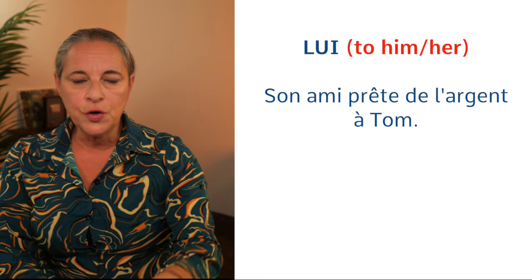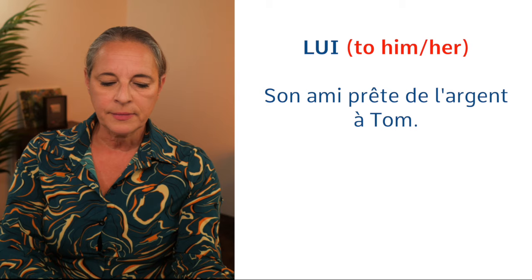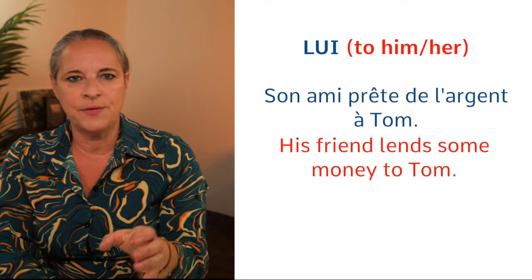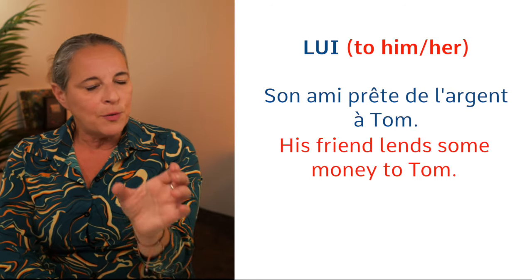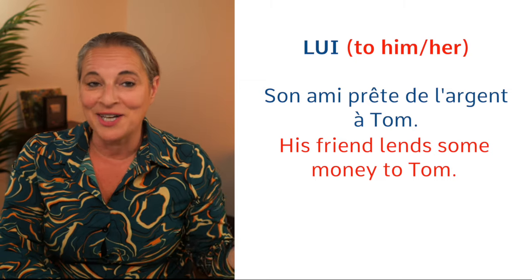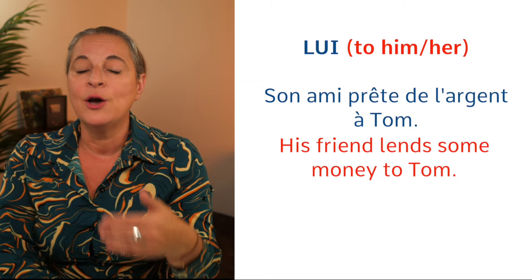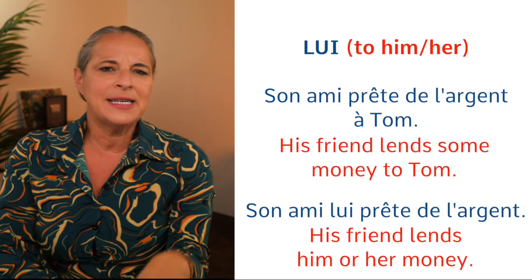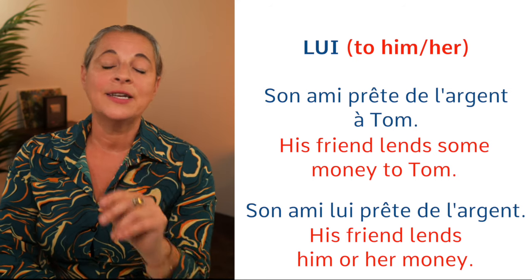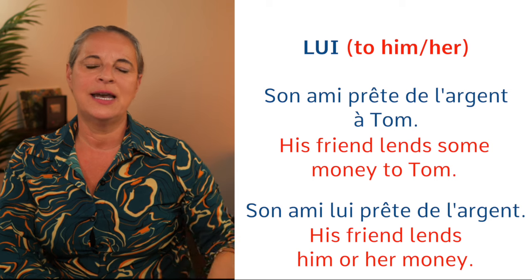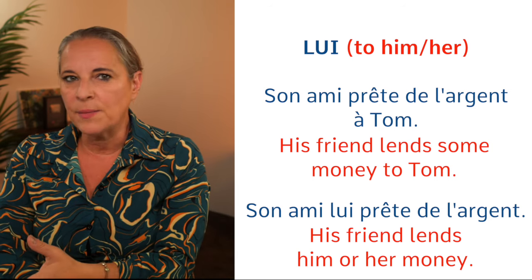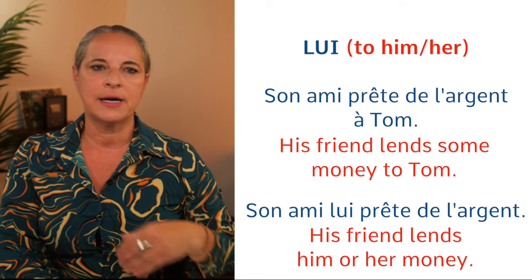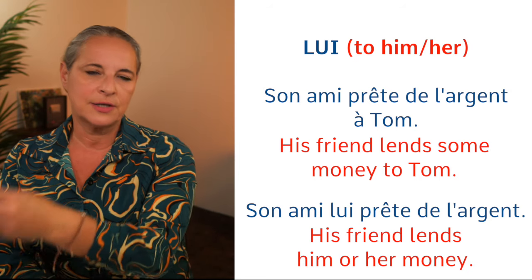Son ami prête de l'argent à Tom. Have a look at this example. His friend lends some money to Tom. Now, here to Tom is the indirect object complement, but we want to replace to Tom by an indirect object pronoun, which is here lui. So we would say son ami lui prête de l'argent. His friend lends him or her money. And again, we are using prêter à quelqu'un, to lend to someone or to lend someone something. Again, prêter has a preposition afterwards, so therefore we have an indirect object complement and therefore an indirect object pronoun.